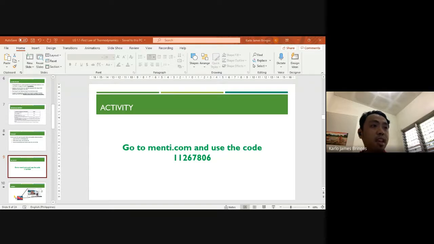And time's up. So we have a variety of the answers, and the correct answer is 0.357 kilojoule. Also considered as correct answer would be 357 joule. So we have two people who got the correct answer, and one person who got also 357 joule. So congrats on the three who got the correct answer for this one. So next we have this one.